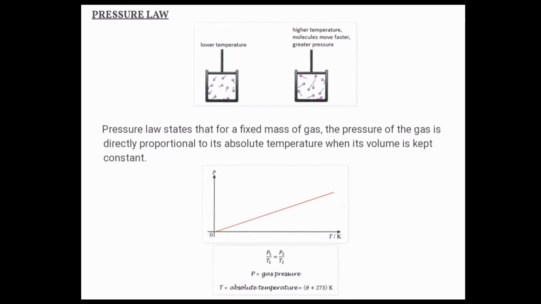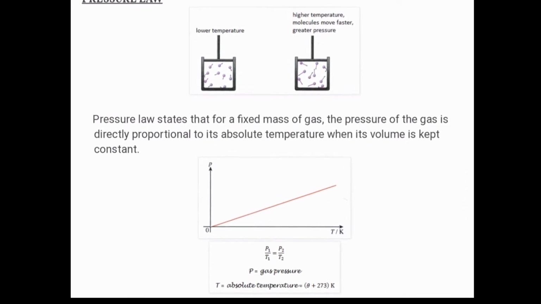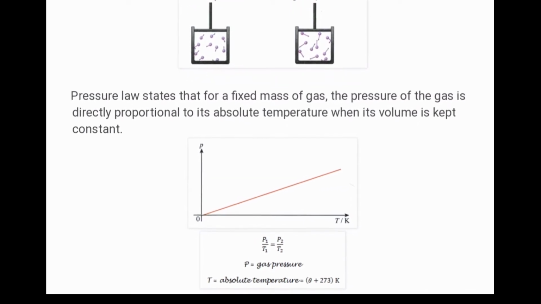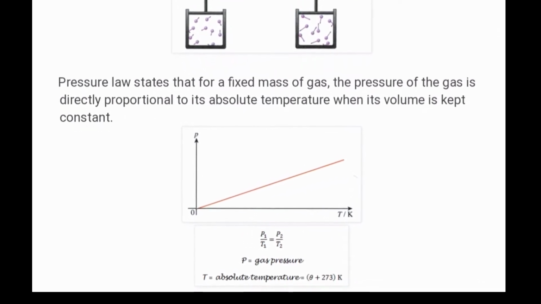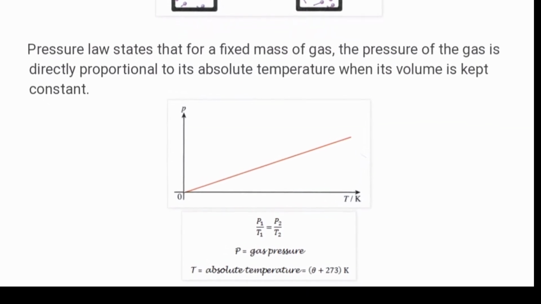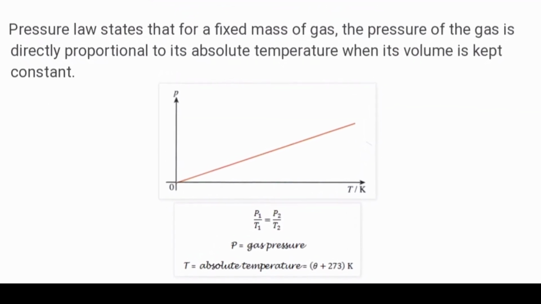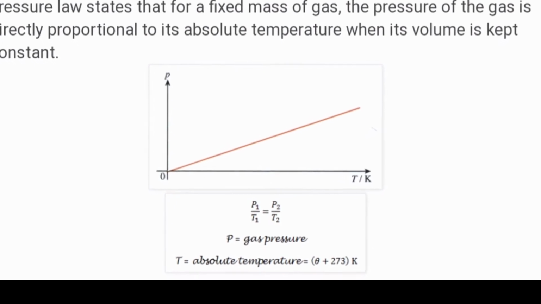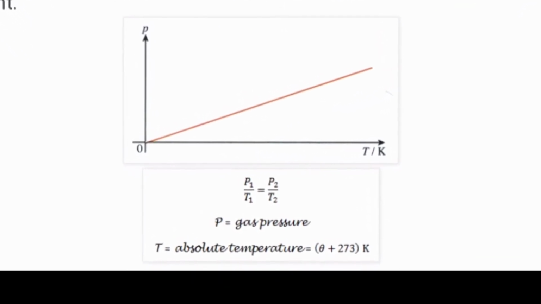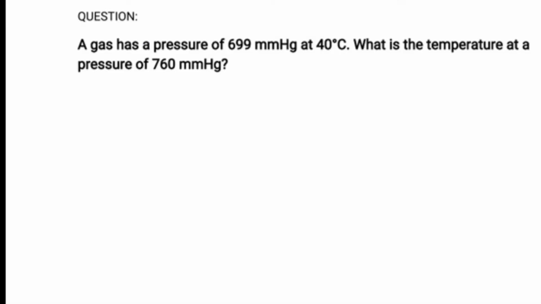After Charles' law, we have the pressure law. Pressure law states that for a fixed mass of gas, the pressure of the gas is directly proportional to its absolute temperature when its volume is kept constant. And the equation is P1 over T1 equal to P2 over T2. Let's move to the question.